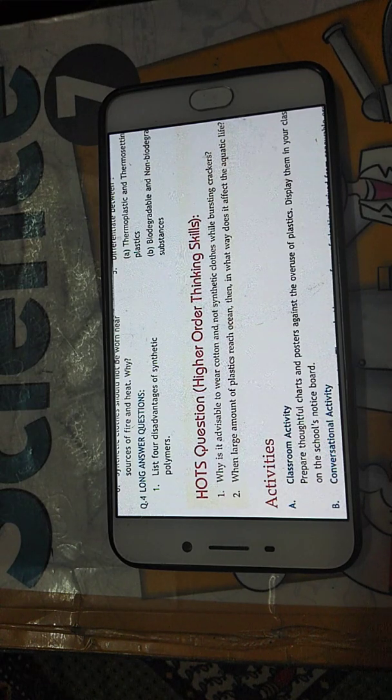Okay, so this is all about this chapter. You have to write the question answers of this chapter in your fair notebook. And after completing your notebooks, you have to send your worksheets to me positively.